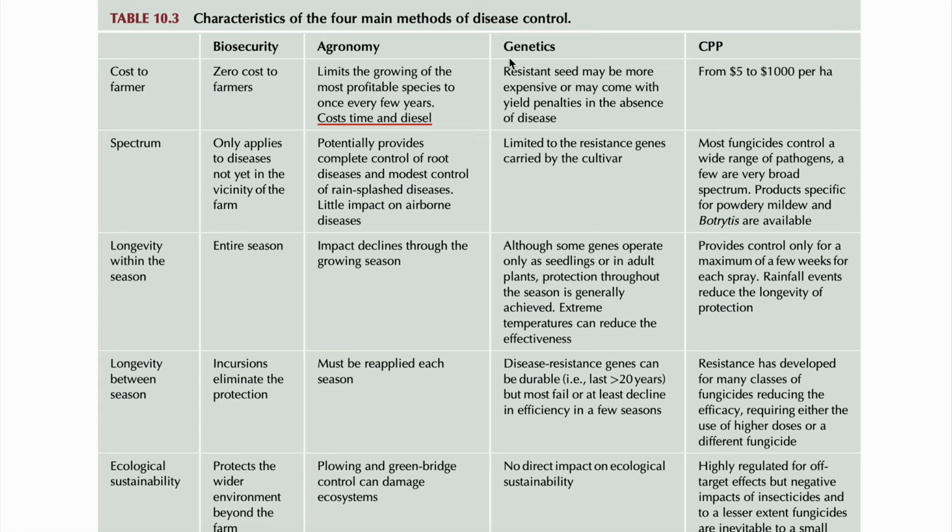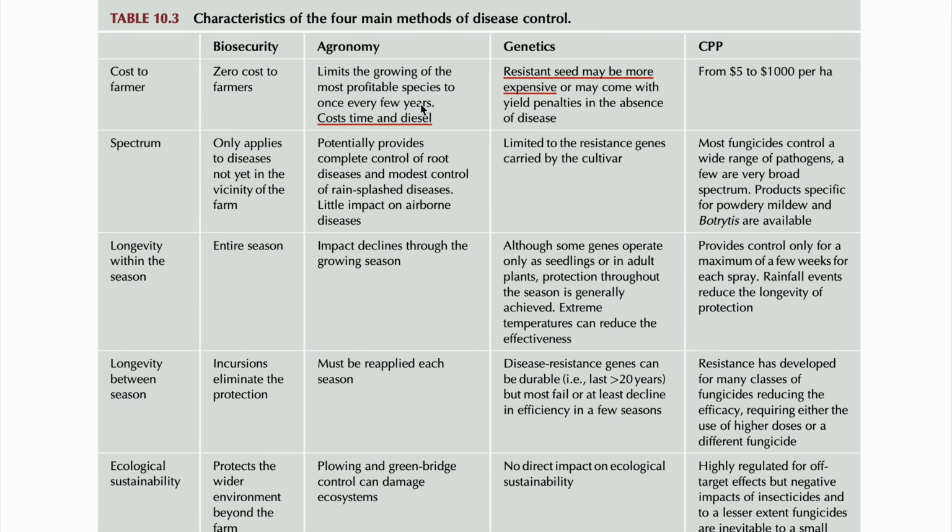Fine. For genetics, what happens? Resistant seed may be more expensive, yes, or may come with yield penalties in the absence of disease. Okay, so for CPP, from $5 to $1,000 per hectare. So this is the cost if the farmer does such practices. They can't do this practice, but what are the costs to the farmers in case of agronomy, genetics and CPP methods?